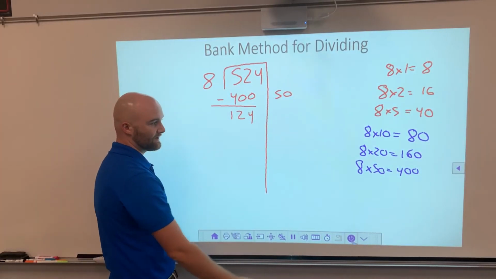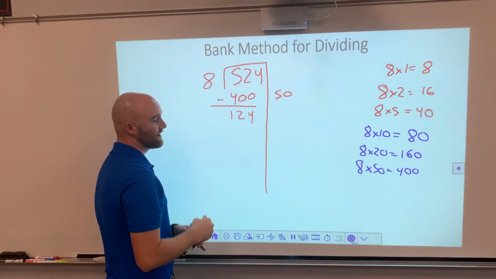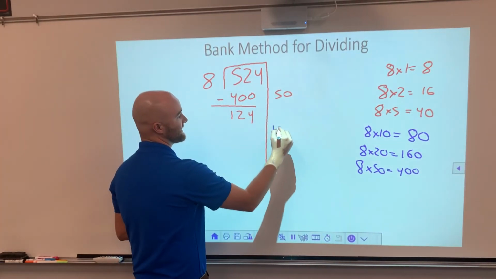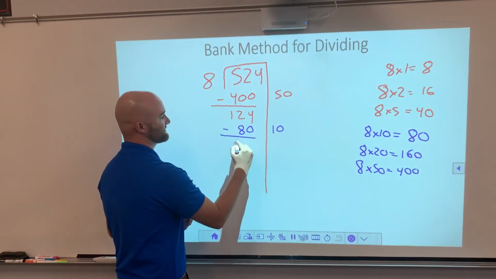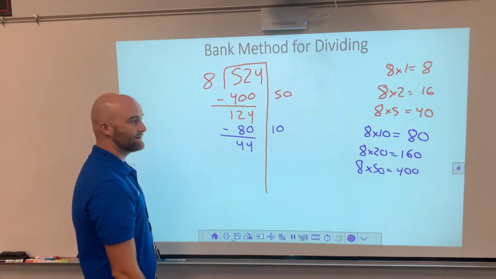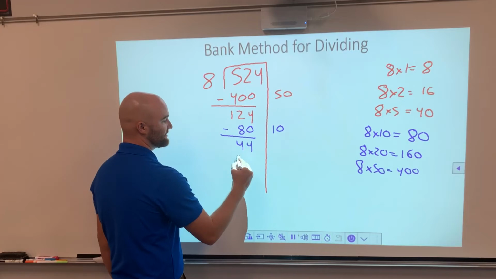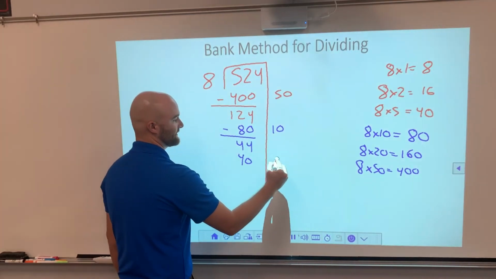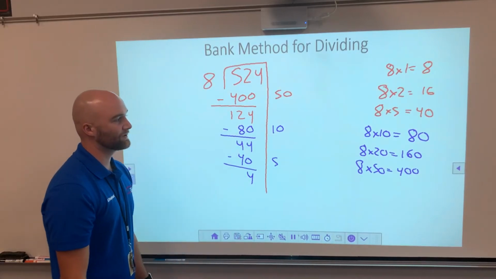Then I try again. I can't fit 400, I can't fit 160, but I can fit 80 in there. So that's going to be 10 sets of 8. That's 80. I'm going to do my subtraction, and I have 44 left over. Then I try again. 8 times 5 gives us 40, so I've got 40 here, and a 5. I have a 4 here.